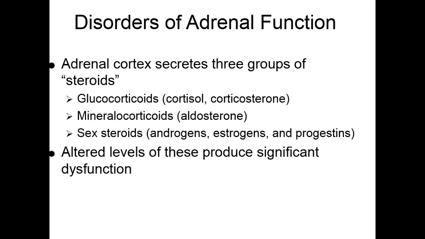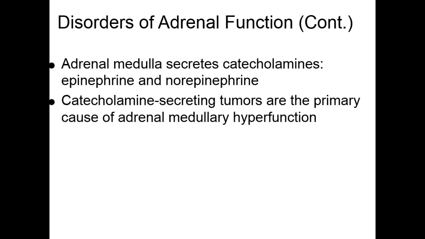Disorders of adrenal function. These are the adrenal glands. The adrenal cortex secretes three groups of steroids: the glucocorticoids, which is cortisol, corticosteroid; mineralocorticoids, which is aldosterone; and sex steroids, which are androgens, estrogens, and progestins. Adrenal dysfunction is the altered levels of these producing significant dysfunction.